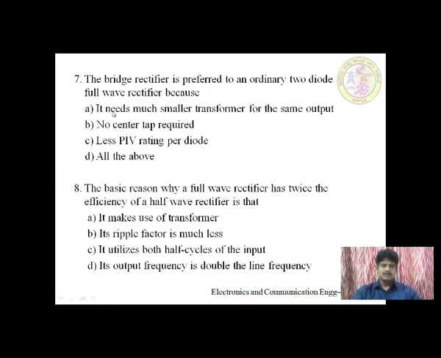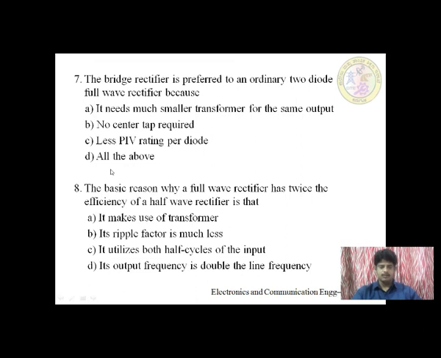See, the first option is, it needs a much smaller transformer for the same output. This is correct because normally a bridge rectifier requires a smaller transformer, whereas in center tap we need to have a bigger one. And even center tap is not required. This is also true. And even it uses less PIV rating diodes. So it clearly says that all three are correct. So the fourth option is the correct one.